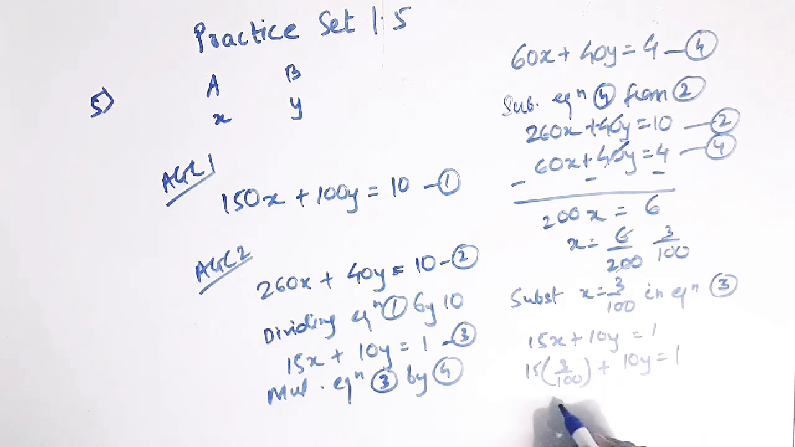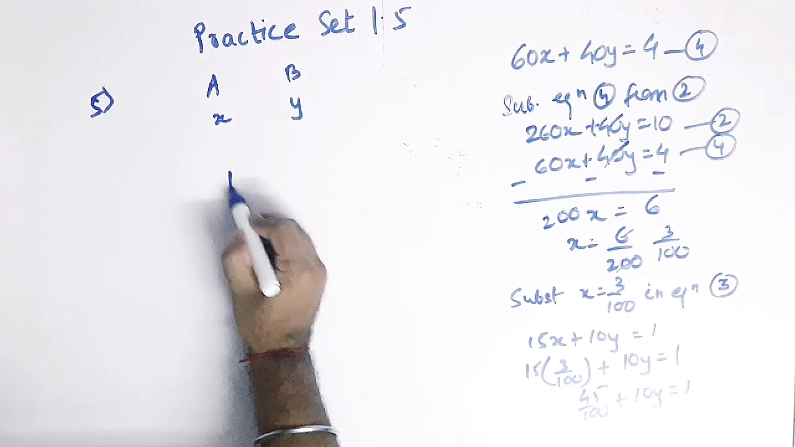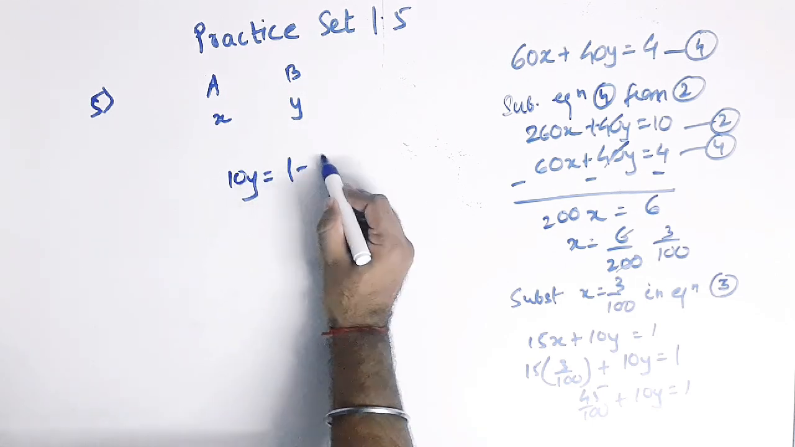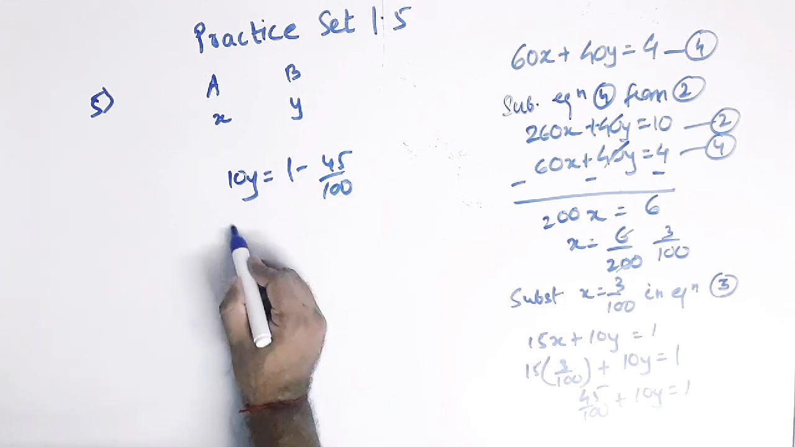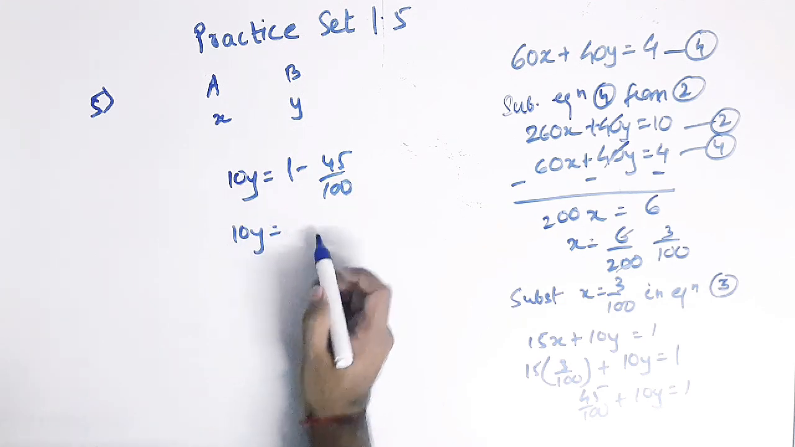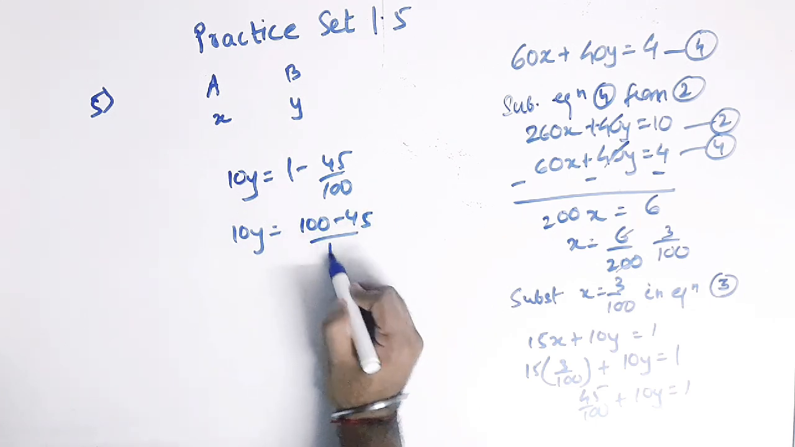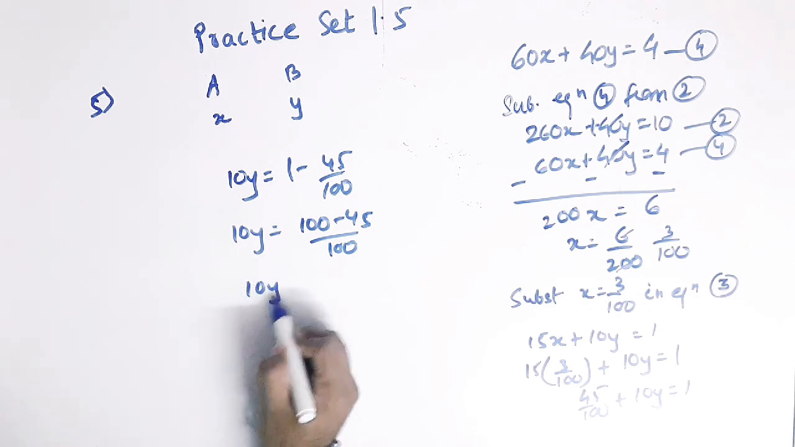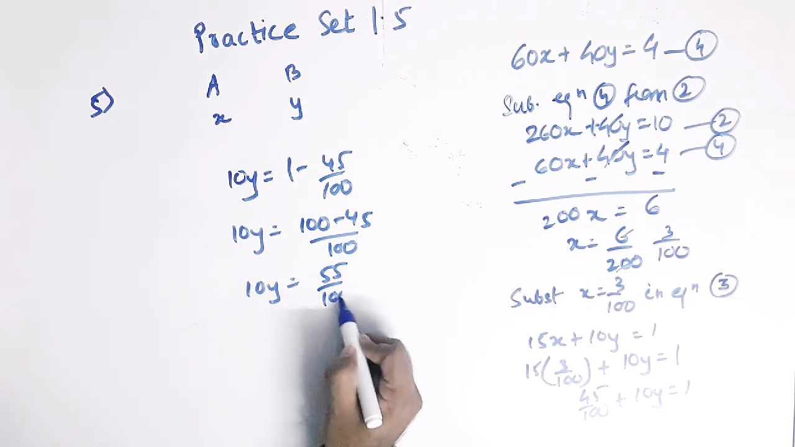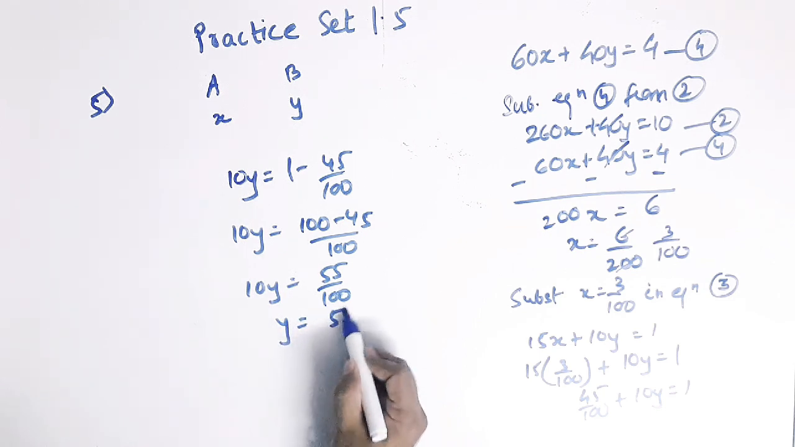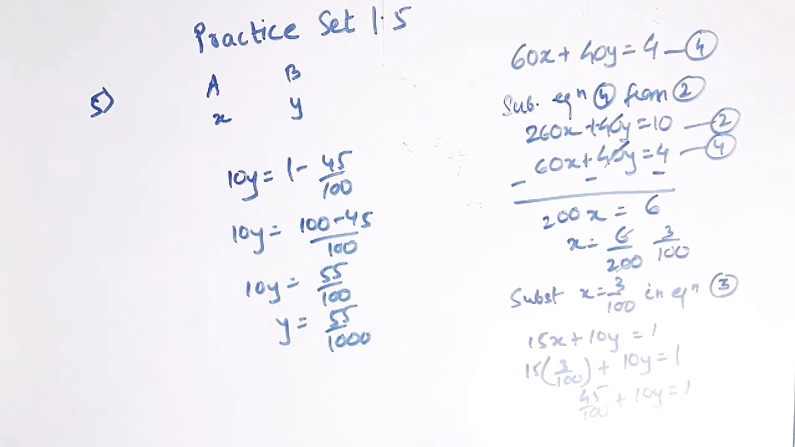Now see, this becomes 45 upon 100 plus 10y equals 1. Now we'll replace this: 10y equals 1 minus 45 by 100. So 10y equals, cross multiplication, 100 minus 45 by 100. Okay, so 10y equals 55 by 100. The 10 will go here, it will become 55 upon 1000.